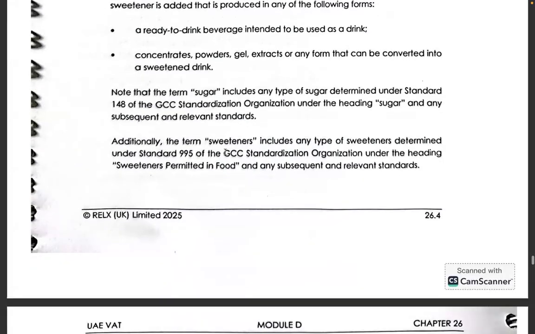Additionally, the term sweeteners includes any type of sweeteners determined under Standard 995 of the GCC Standardization Organization under the heading Sweeteners Permitted in Food and any subsequent and relevant standards. So that's the concept of sweetener. It has been defined under Standard number 995 of the same framework, the GCC Standardization Organization.